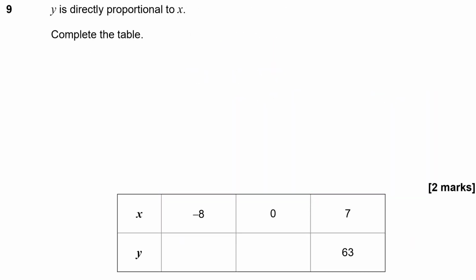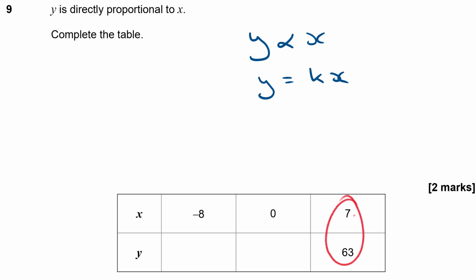Question 9. We're told that y is directly proportional to x, and we've been asked to complete the table. Now, if y is directly proportional to x, then y is going to be equal to k lots of x, where k is some constant that we can find. Now, we've got a pair of values that go together here. When x is 7, y is 63, so let's sub those in.